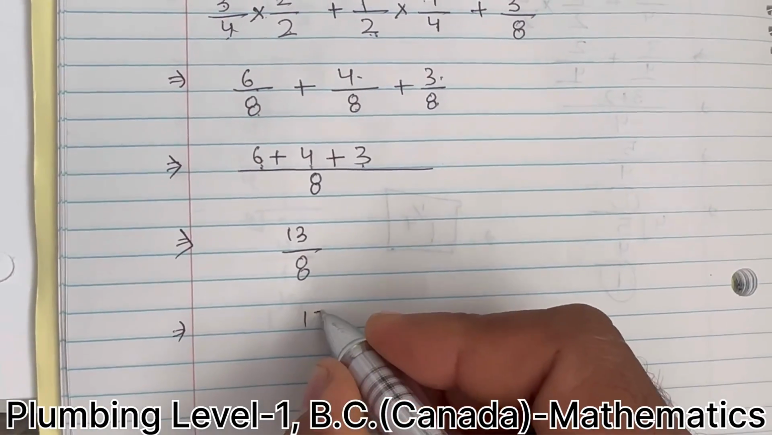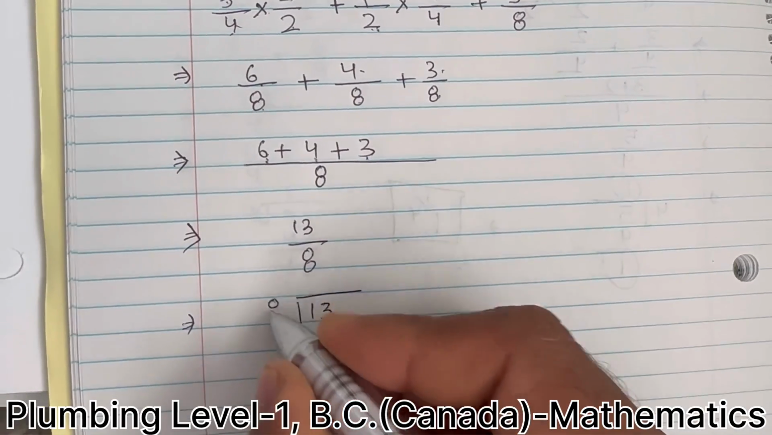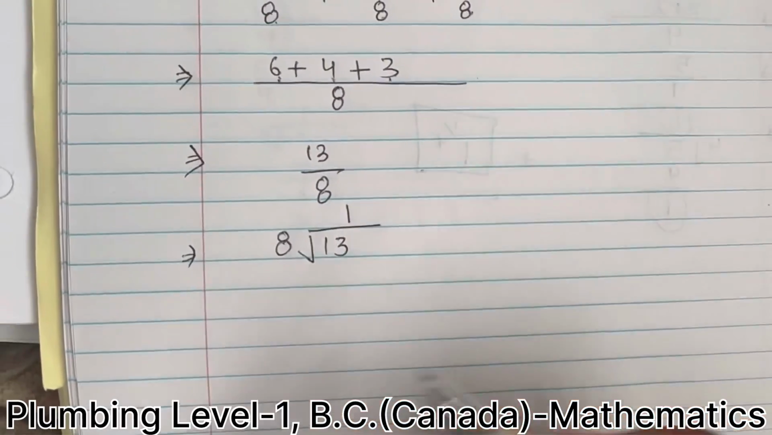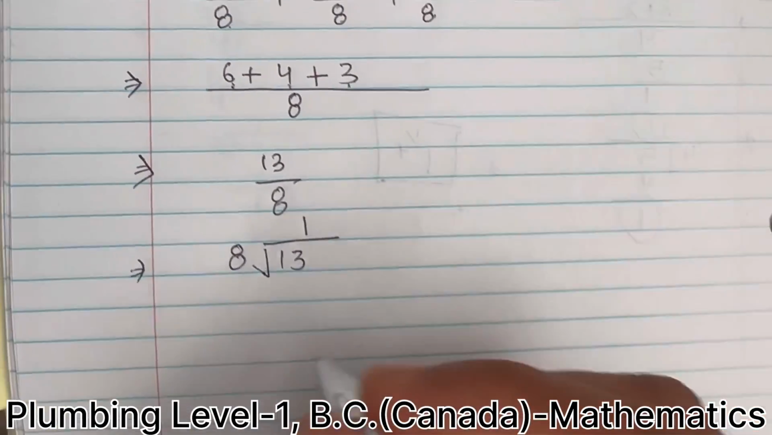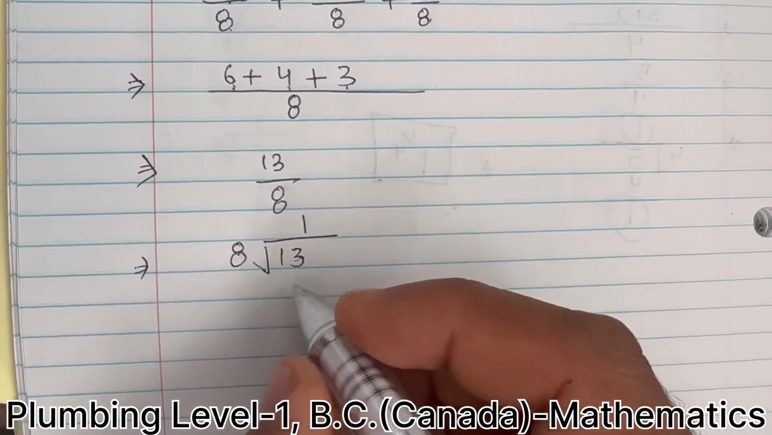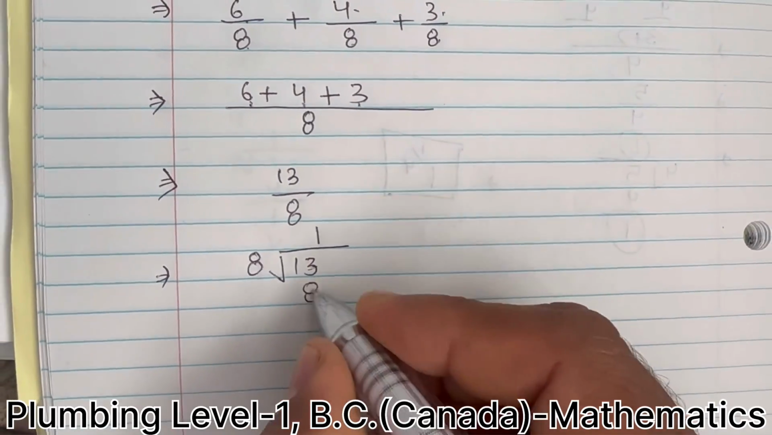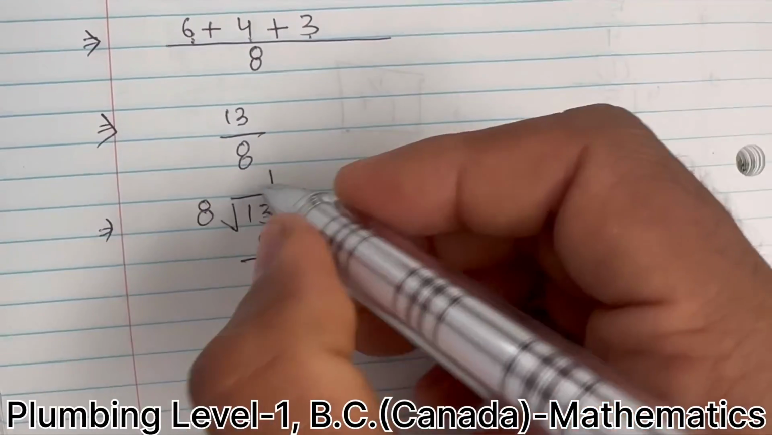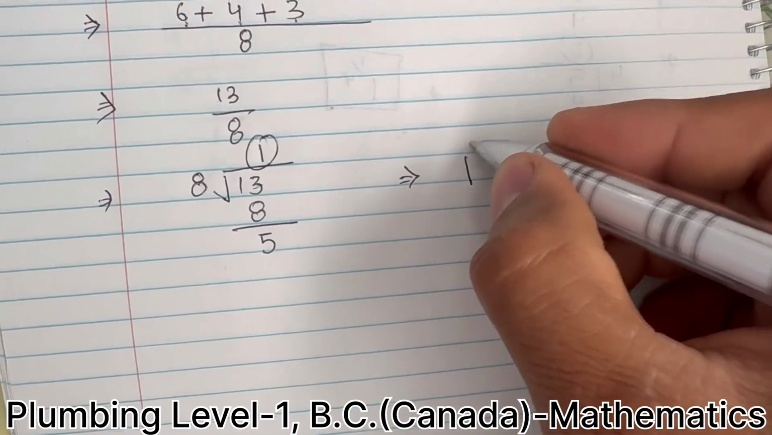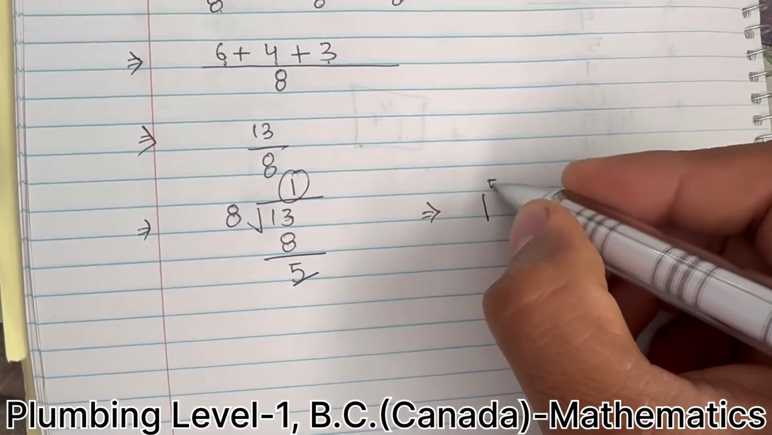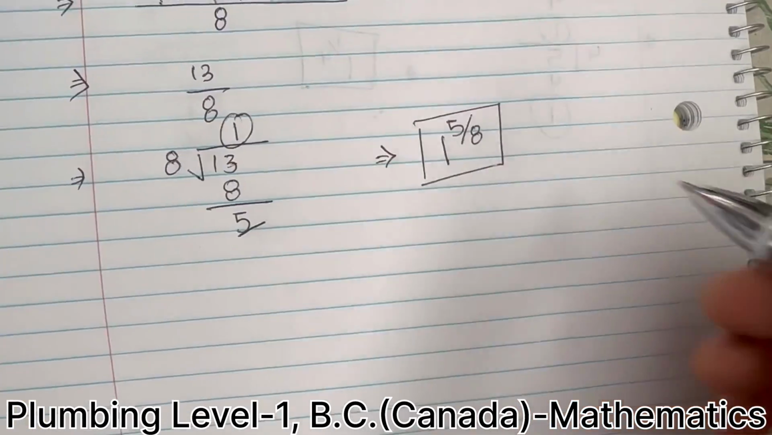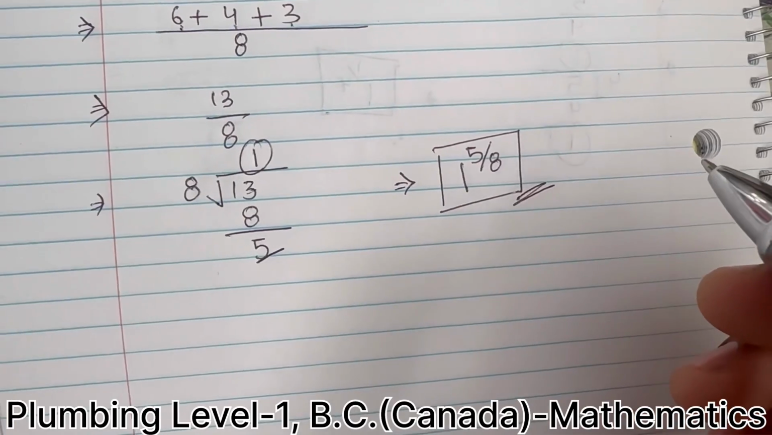Then we can divide 13 by 8, which will be 1, because 8 times 2 is 16, which is more than the number we are dividing. So it will be 8 with 5 left over. So our answer will be 1 as a whole number and then 5 by 8. So 1 and 5/8. This will be our answer.